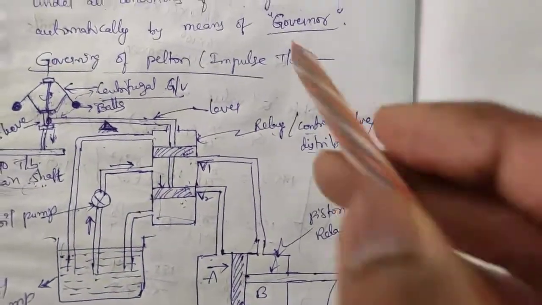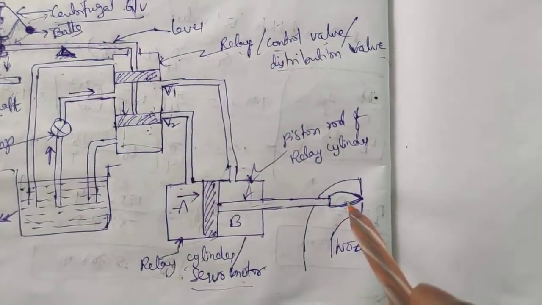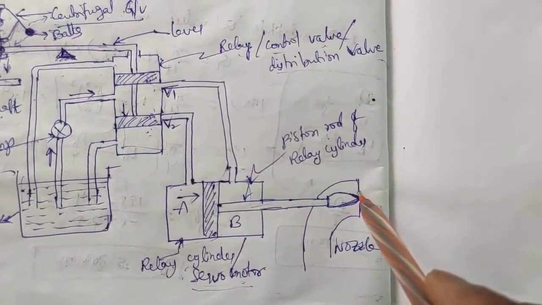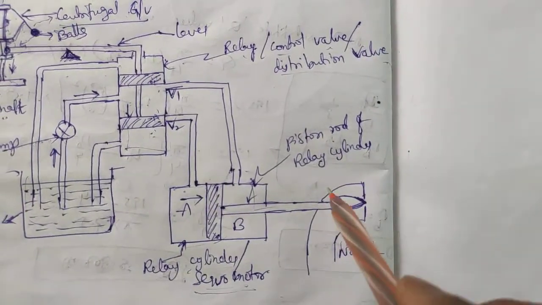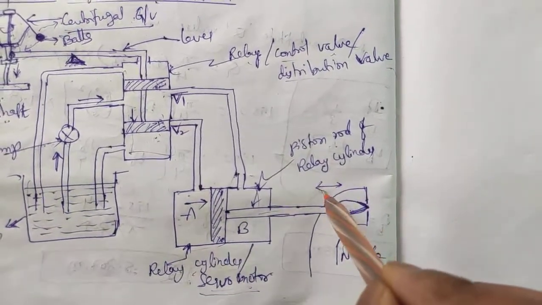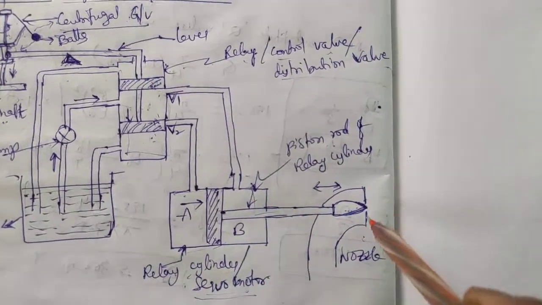Now we see the governing operation in the Pelton wheel. The spear is inserted in the nozzle. By the leftward or rightward motion of the spear, we control the flow of water in the nozzle.